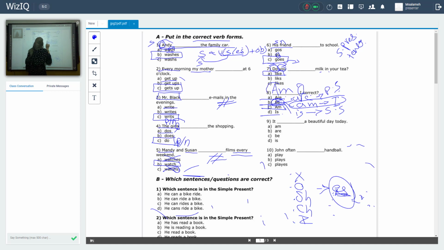Am, and it starts with a capital letter because it's coming at the initial position of the sentence. It is a beautiful day today. Okay. Am, are, be, is, the same thing. I will choose is because the subject is singular, so I will choose is.